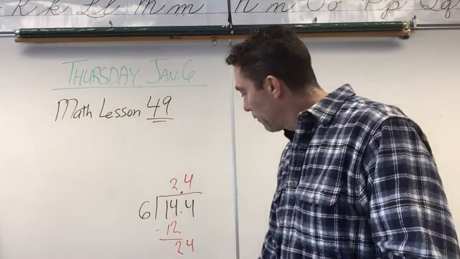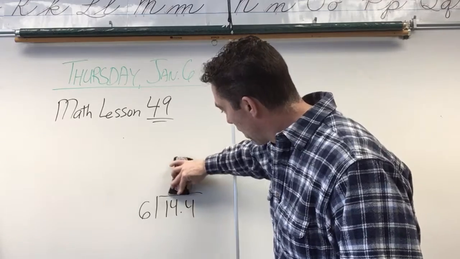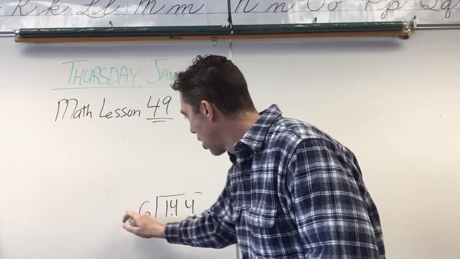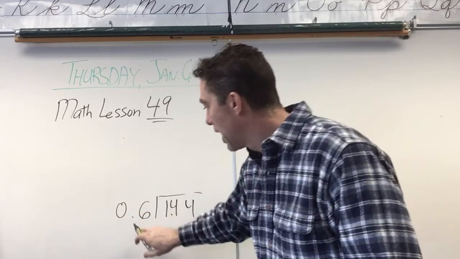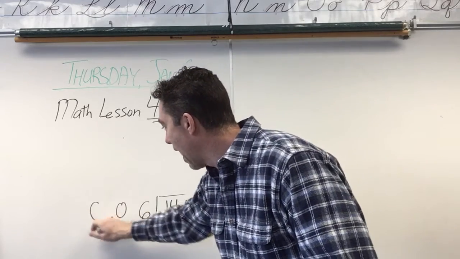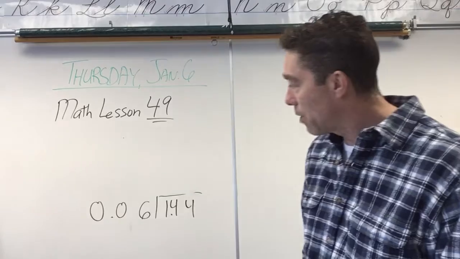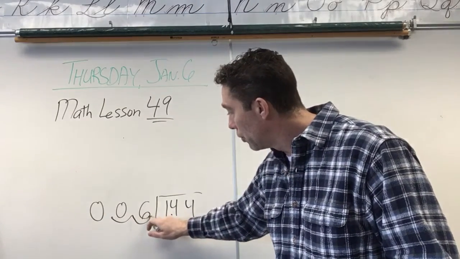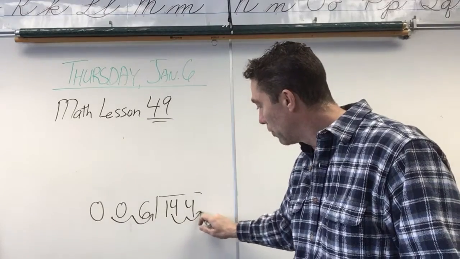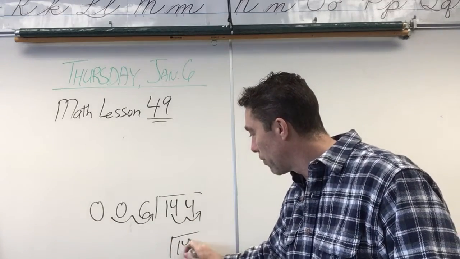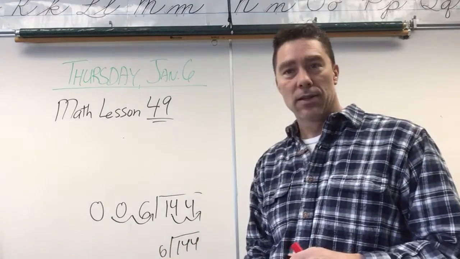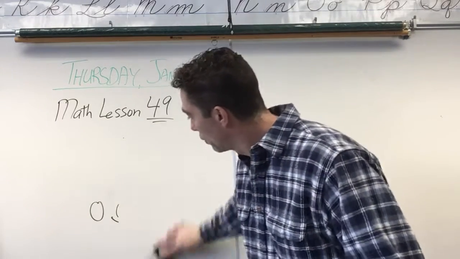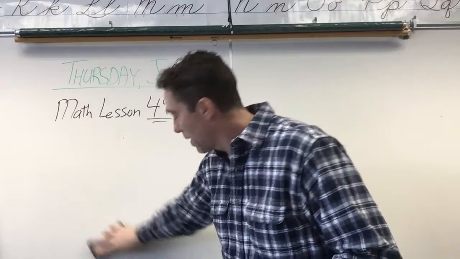Now, if this had been a problem that originally looked like 1.44 divided by 0.06, then I would multiply both by 100, because that would make the decimal move two places in each number, and my new problem would be 144 divided by 6. Pretty simple to get rid of it. All you've got to do is multiply both of them by the same number.